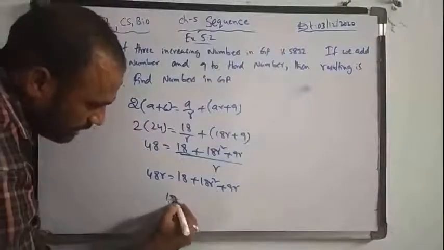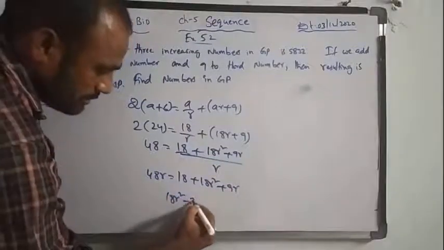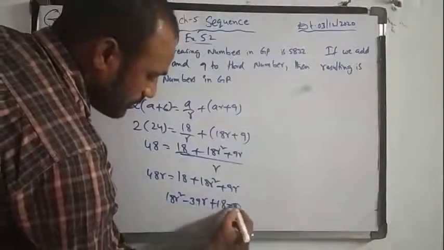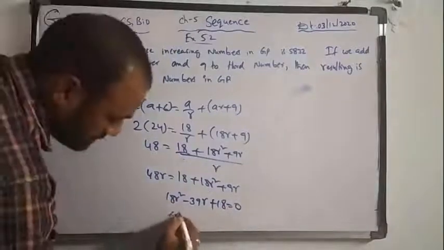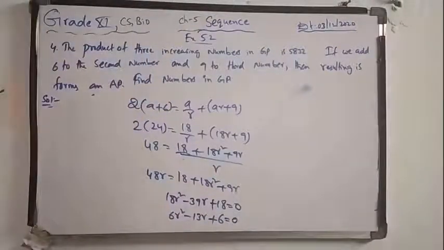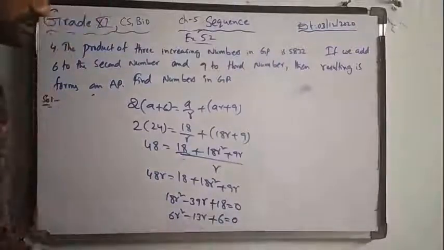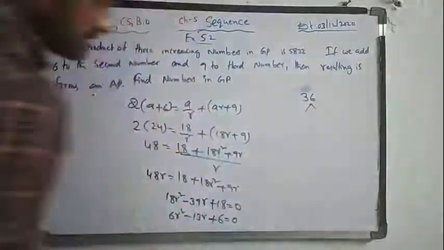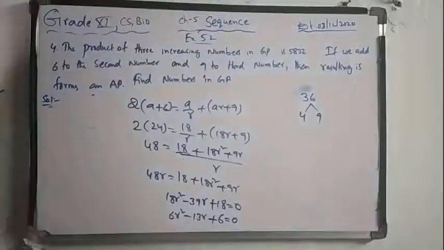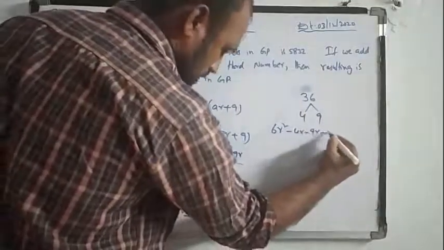So it will be 18r square minus 48 minus 9, that is 39r, plus 18 is equal to 0. We can cancel by 3, that is 6r square minus 13r plus 6 equals 0. So we can split this: 36 we can split as 4 nines are 36, and 4 plus 9 is 13. So this can be written as 6r square minus 4r minus 9r plus 6 equals 0.